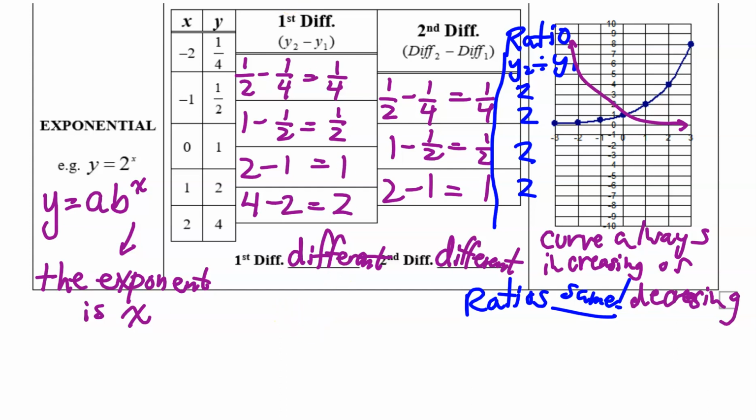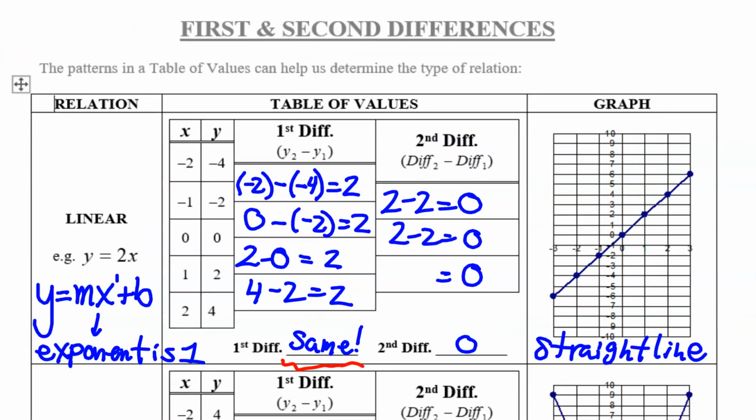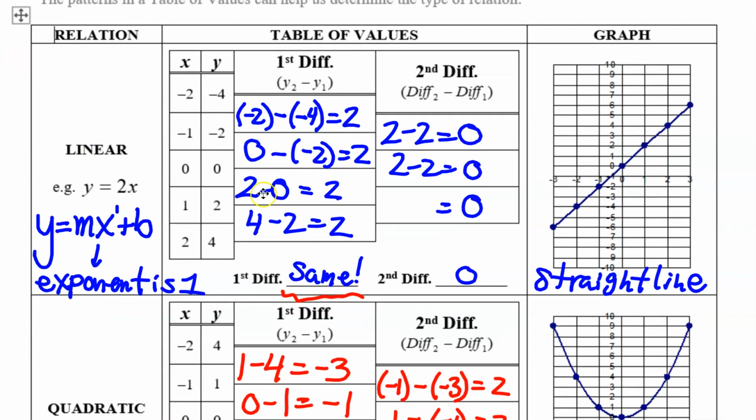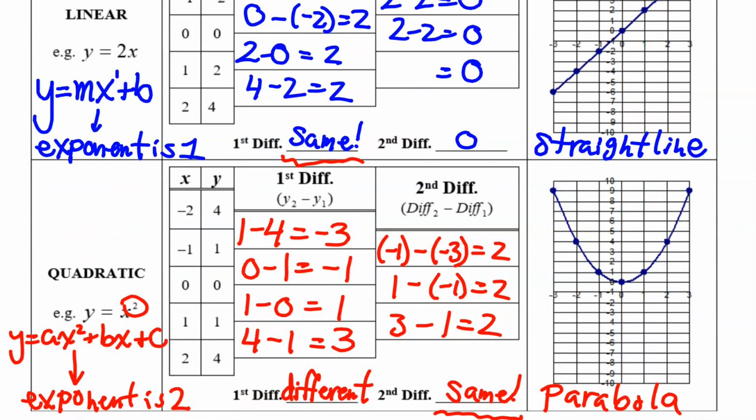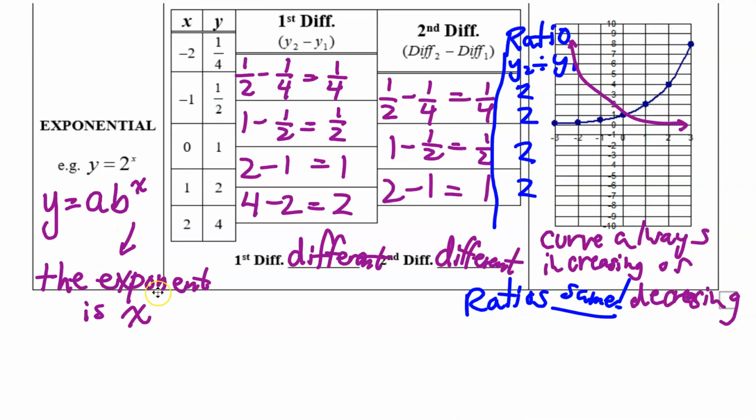So take those three things. Linear, y equals mx plus b, first differences are the same, straight line. Quadratic, exponent of 2, second differences are the same, parabola. And exponentials, where the exponent is the x, the ratios are the same, and there's a curve either going up or going down. So take that information and try today's practice questions.